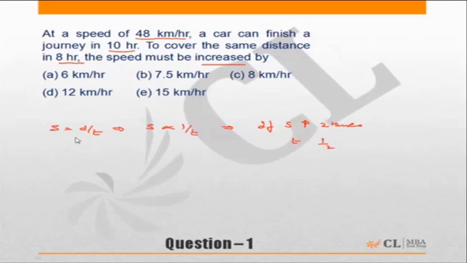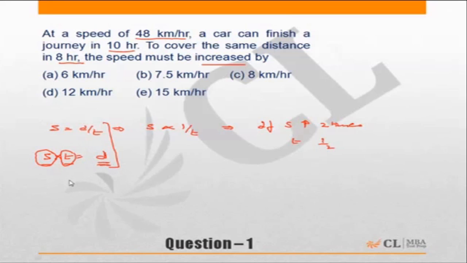Why is that? Because if we say speed into time is equal to distance, look at this particular equation. That means if the distance is constant and speed becomes twice, time should become half. So whatever operation is done on the speed, the reciprocal of that should happen in time and vice versa.